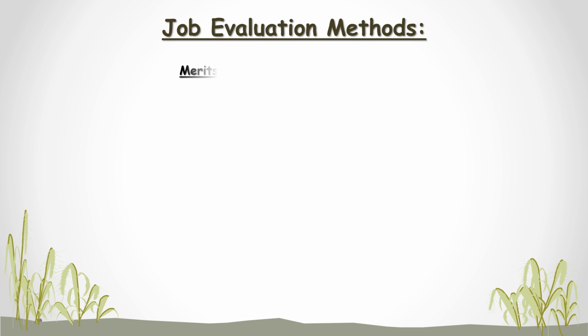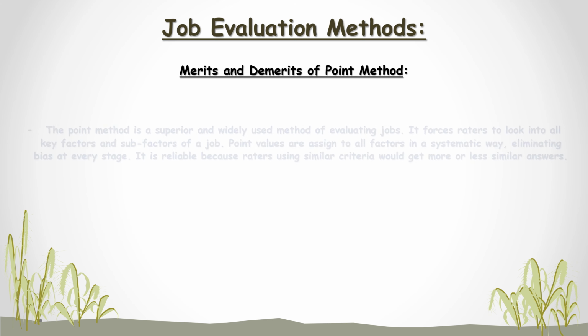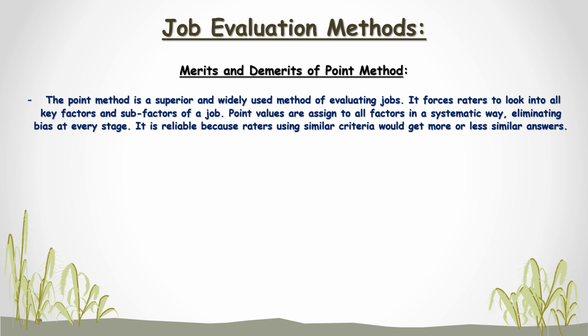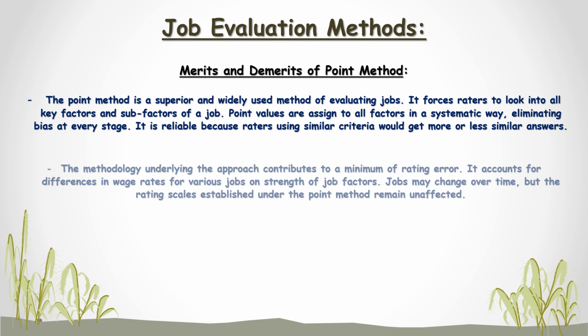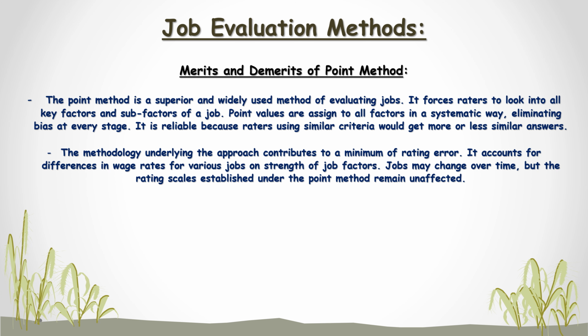Merits and demerits of point method. The point method is a superior and widely used method of evaluating jobs. It forces raters to look into all key factors and sub-factors of a job. Point values are assigned to all factors in a systematic way, eliminating bias at every stage. It is reliable because raters using similar criteria would get more or less similar answers. The methodology underlying the approach contributes to a minimum of rating error.